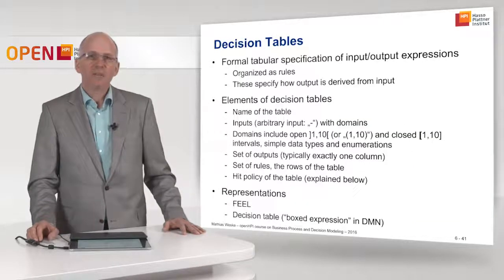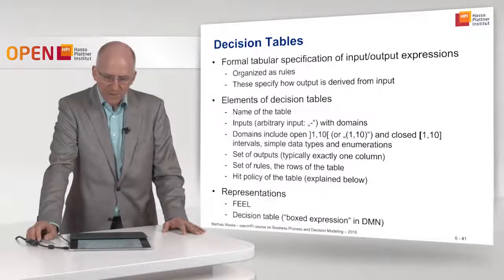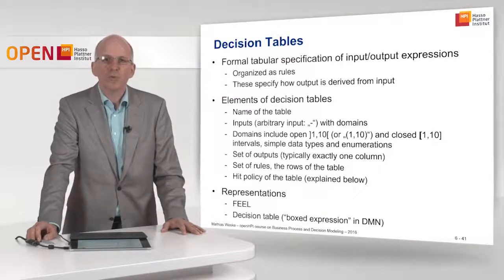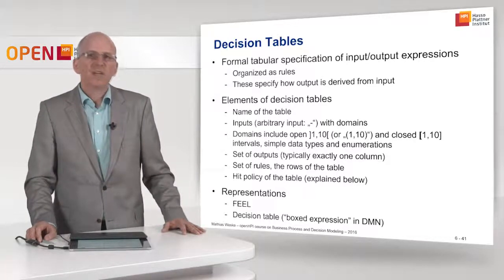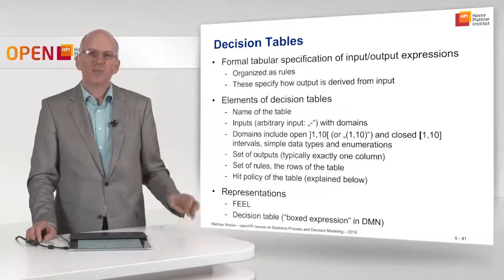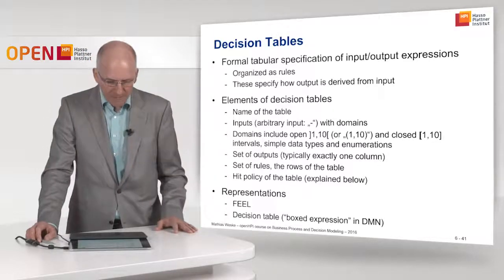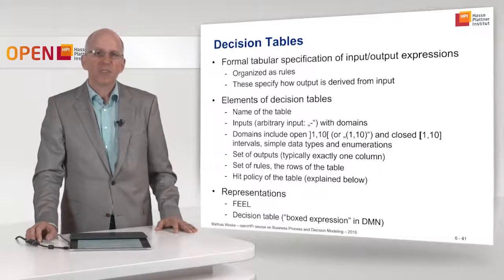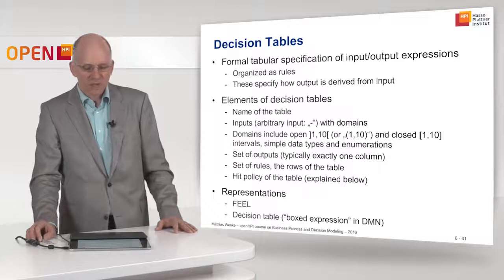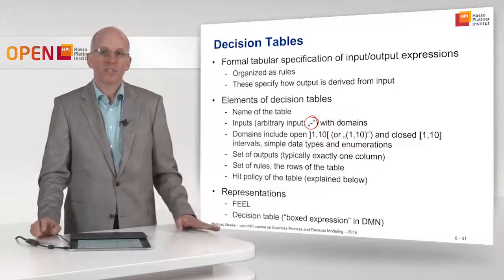But of course, the main and most often used way of expressing decision logic are decision tables, which is a formal tabular specification of input-output expressions, organized as rules. And these rules specify how output is derived from the input. Decision tables have a number of elements. First of all, there's the name of the table. The table has a number of inputs. When the input is unimportant, we use the hyphen symbol. We have it here. That means any symbol matches here.